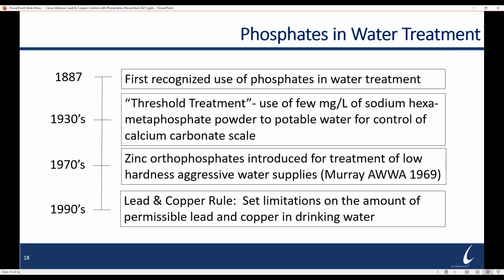Obviously, we talked a lot about the 1991 lead and copper rule, but that made phosphate use in a lot of corrosion control techniques explode because now you had a regulation that said you have to meet a lead and copper level at the consumer's home. So corrosion control became an imperative thing to do in your system.